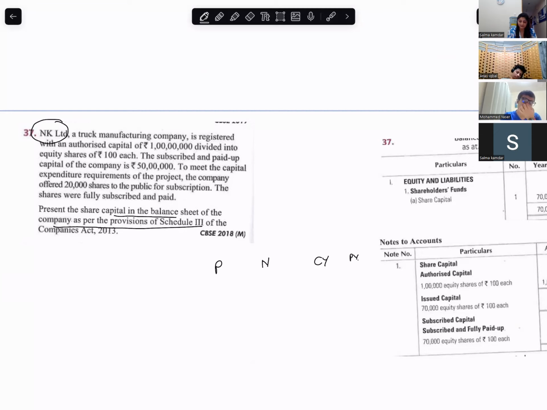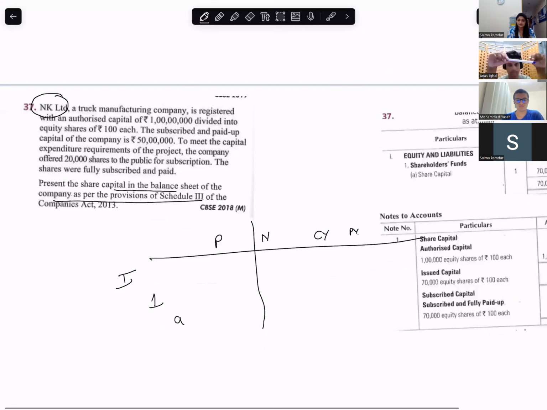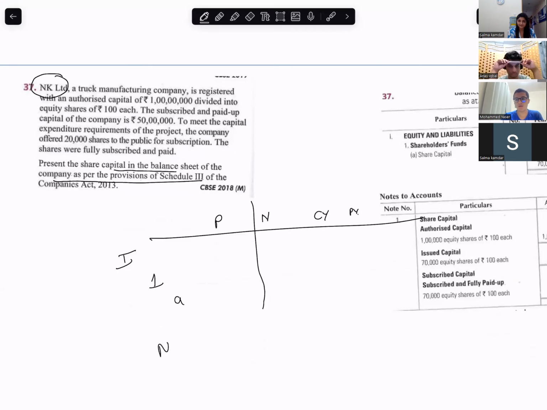Anas, now tell me what will you write? We will write this one. Equity and liabilities, Roman number 1. Then shareholders' funds. Then share capital. Then reserve and surplus. That's the format. What do they want from us? Only share capital. Then notes to account.